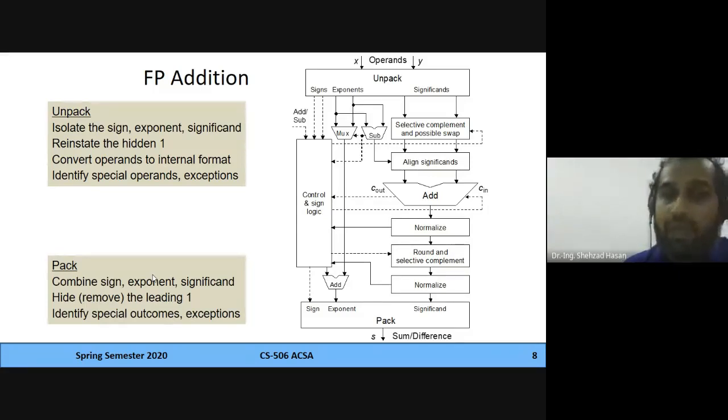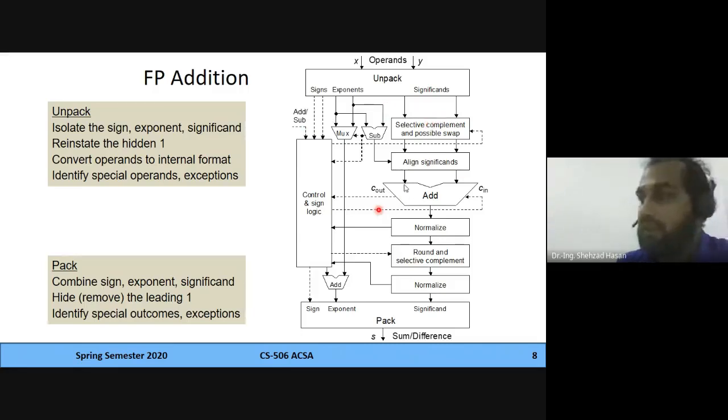For example, you want to add two numbers having the same magnitude but different signs, with the same exponent; you are going to get a result of 0. So if there are some special outcomes of that operation, that has to also be mentioned over here. So you can see this is the whole hardware, and this is a combination of many modules.